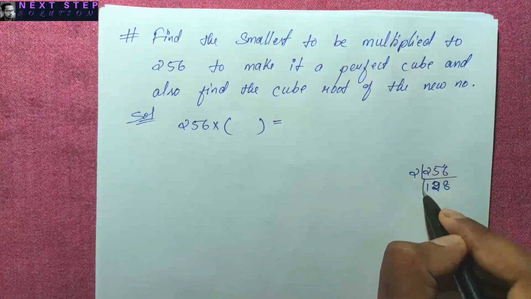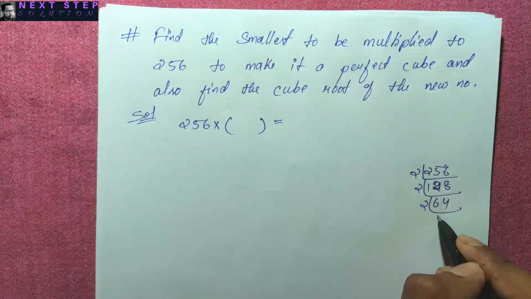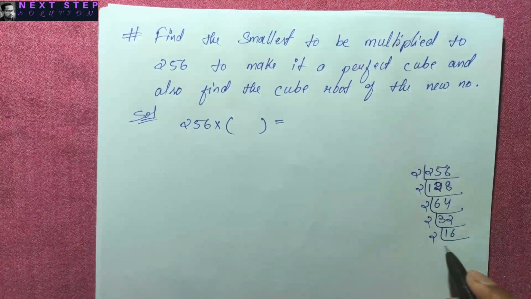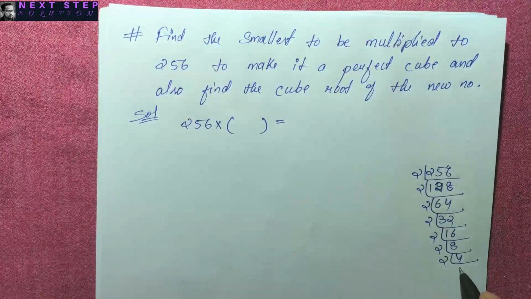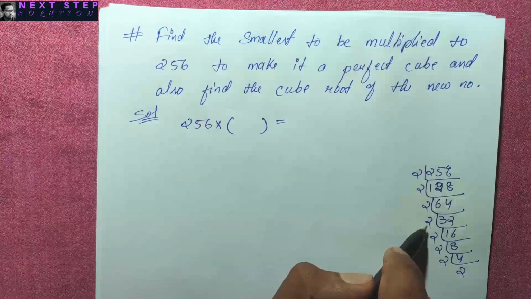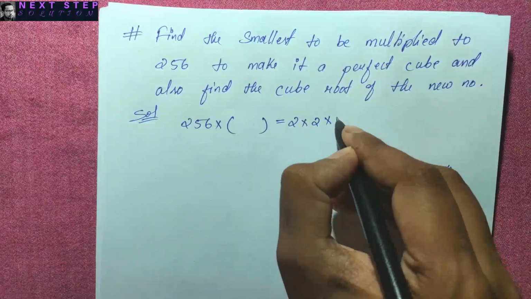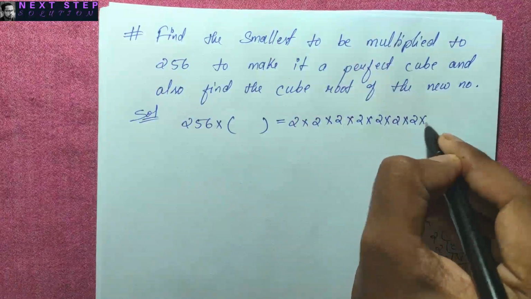2 eights are 16. Again with 2, 2 sixes are 12, 2 fours are 8. 2 sixteens are 32. 2 eights are 16, 2 fours are 8, and 2 twos are 4. 1, 2, 3, 4, 5, 6, 7, 8. We have 2, 8 times.